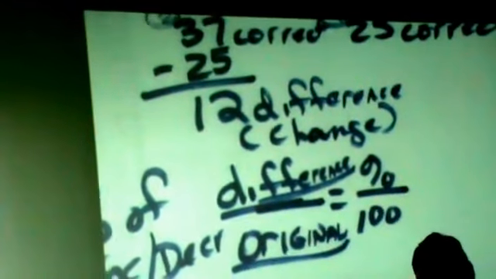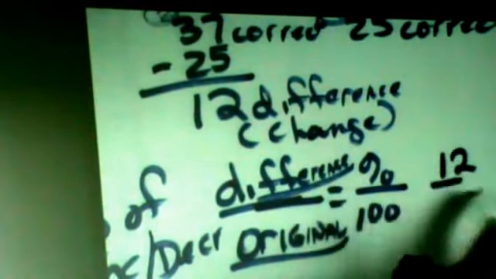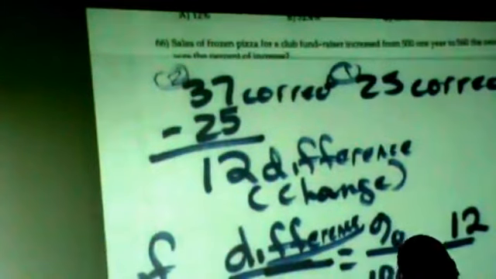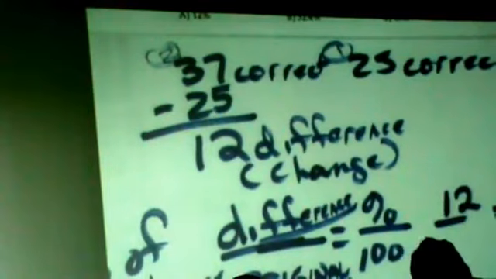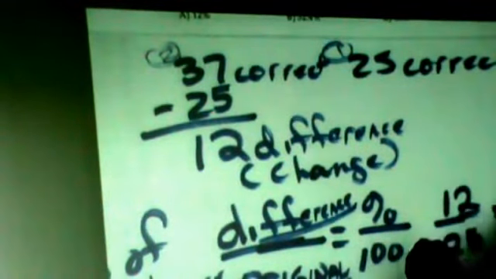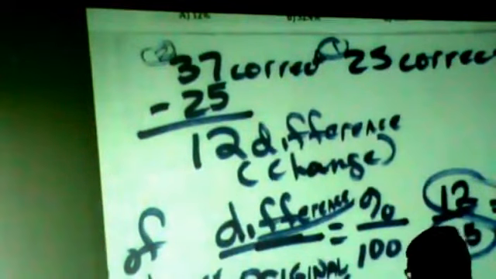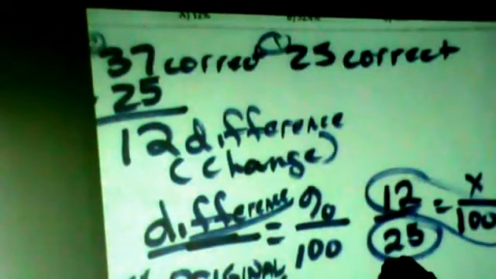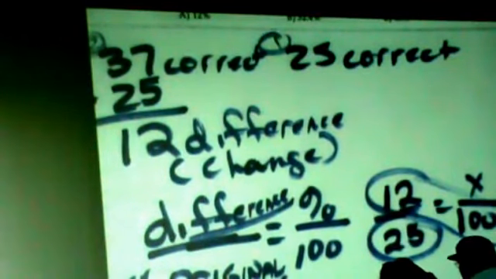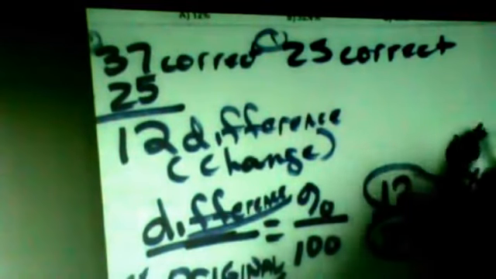Okay, so the change or difference on this one was 12. What was our original or our first number? 25 is the first attempt. X over 100. So 12 times 100 divided by 25. So what was the percent of increase? 48% increase.